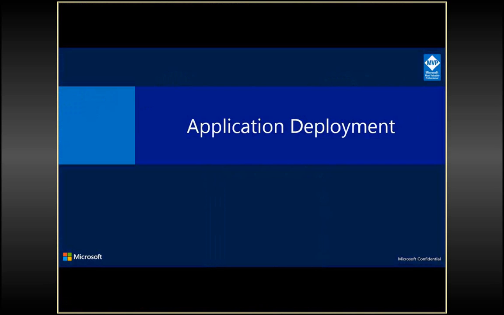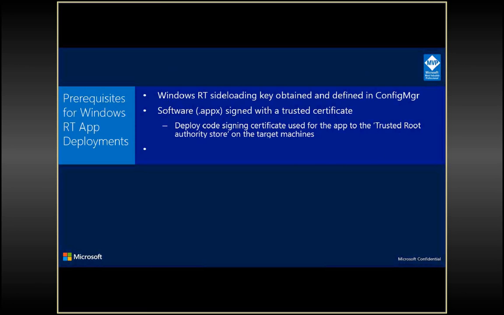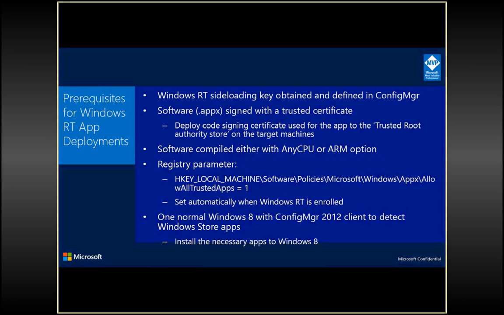So, what do you need for Windows RT? First of all, you need this Windows RT sideloading key. You need to get that from Microsoft. It has a specific price, like a Mac key, a similar kind of key. Then all those applications that you want to deploy, those APPX applications which are made by your own company or some vendor, must be signed by a trusted certificate.